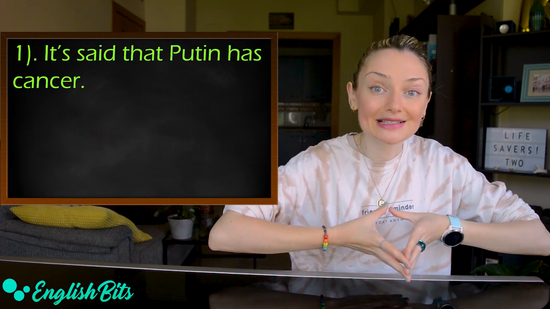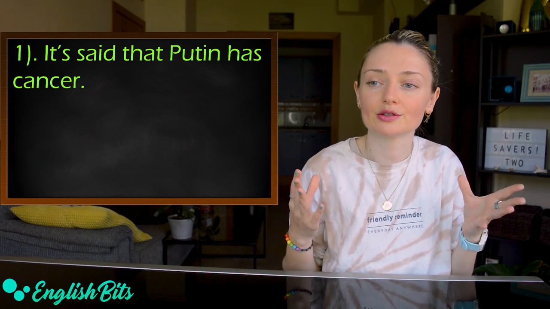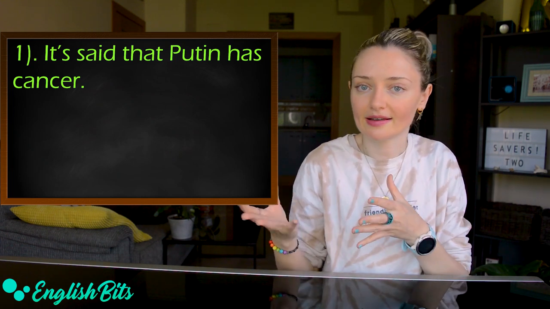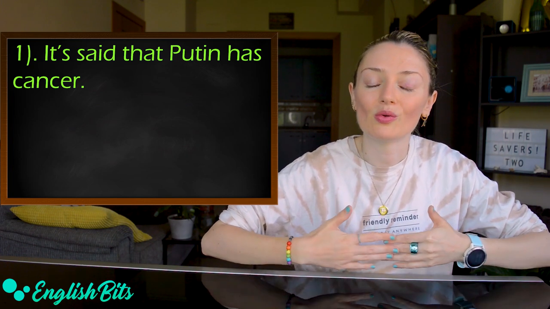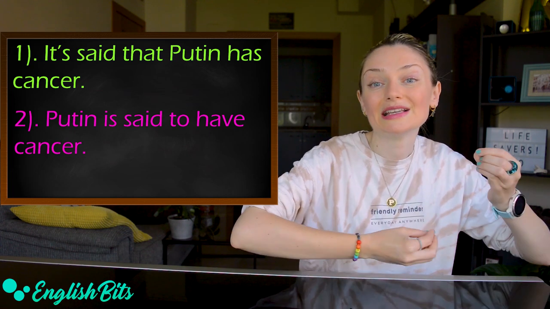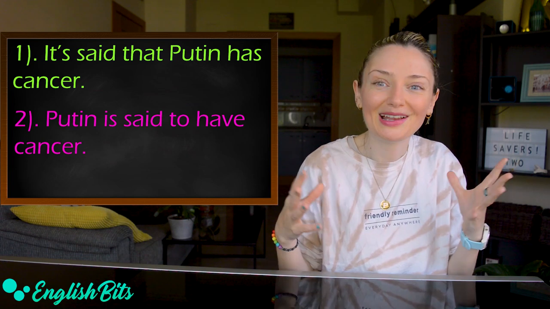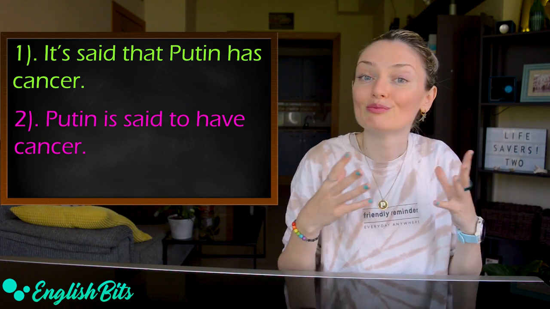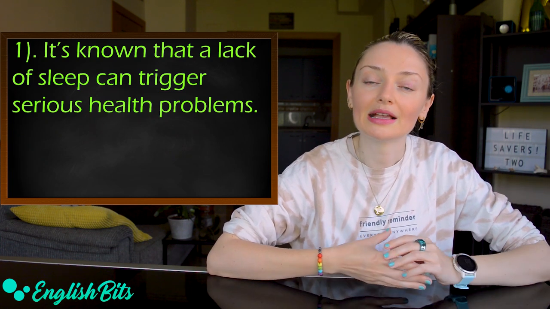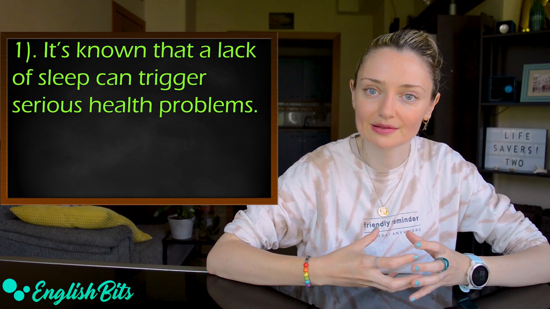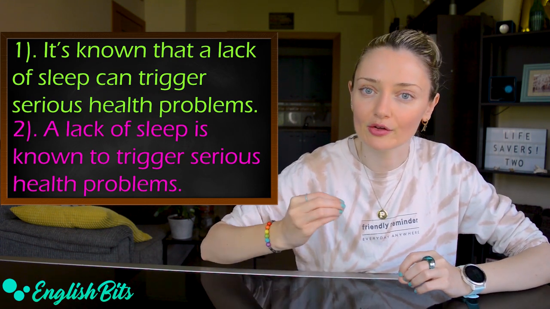The first one, it is said that Putin has cancer. So the first option is to start with it. It is said that whatever. The second option, we can start with the subject. Putin is said to have cancer. Both options are equally correct, and you can use both of them. The second example, it's known that a lack of sleep can trigger serious health problems. And the second option here, a lack of sleep is known to trigger serious health problems.